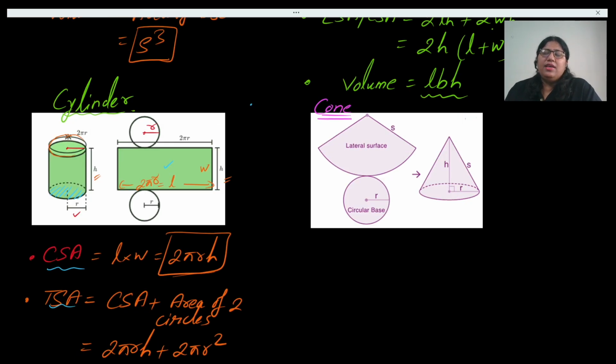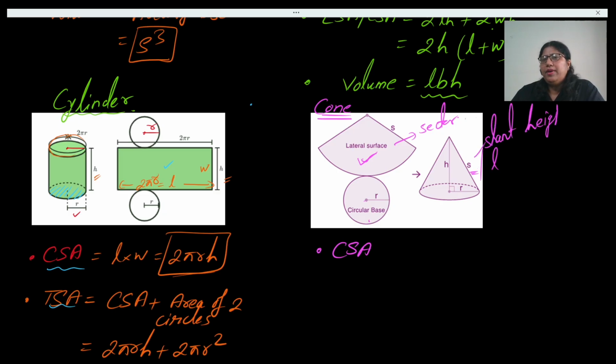Cone: whenever we see the net of a cone, it's always a combination of a sector and a circle. So here, the circular base is there, and if you open this, this is nothing but a sector. The area between two radii and the arc of a circle is known as a sector. Now how do we calculate? If I'm taking the curved surface area, what will be the area of this sector? This is called the radius of the base. Then this is called the slant height. Sometimes we write it as L also.